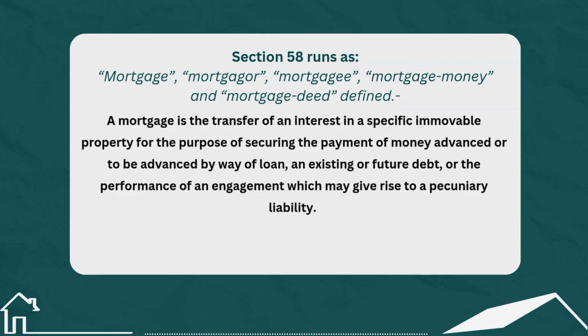Section 58 runs as mortgage, mortgager, mortgagee, mortgage money and mortgage deed defined. Section 58(a): a mortgage is the transfer of an interest in a specific immovable property for the purpose of securing the payment of money advanced or to be advanced by way of loan, an existing or future debt, or the performance of an engagement which may give rise to a pecuniary liability.